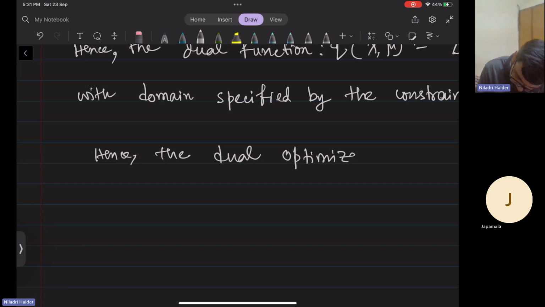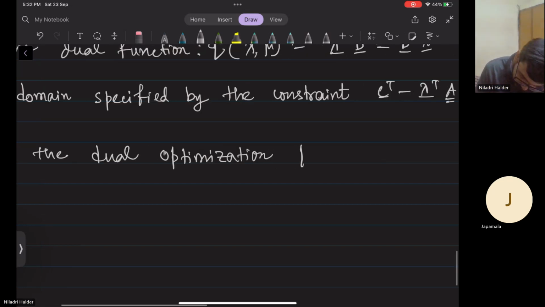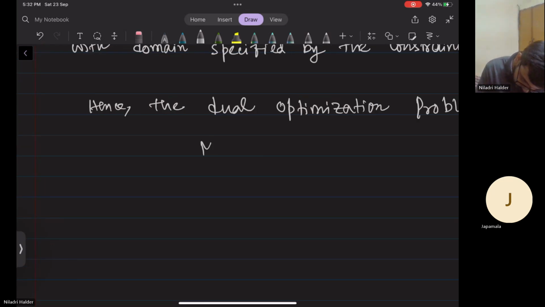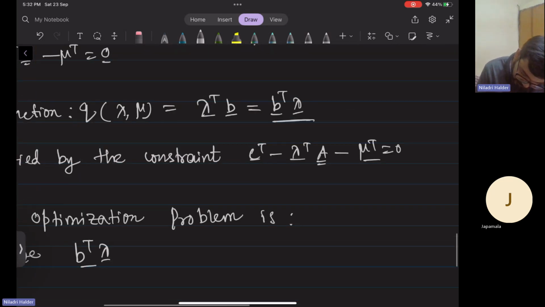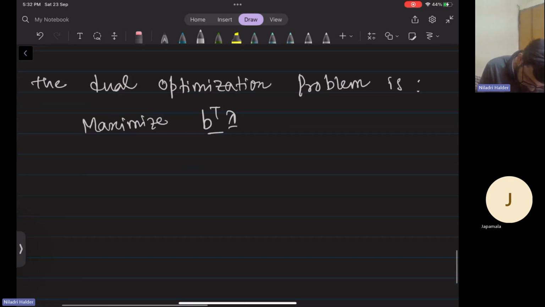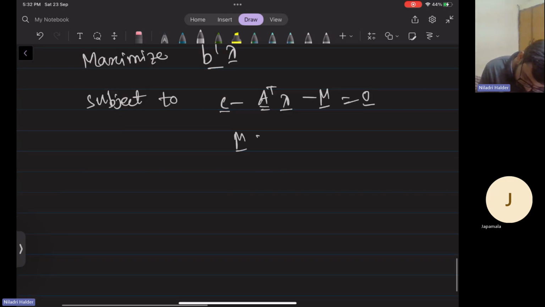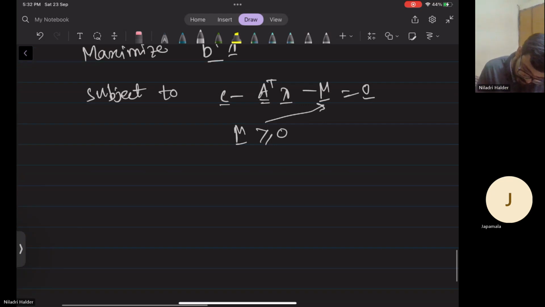So hence the dual optimization problem is: maximize b transpose lambda, this is the maximization problem, subject to C minus A transpose lambda minus mu equal to 0 and mu greater than or equal to 0.